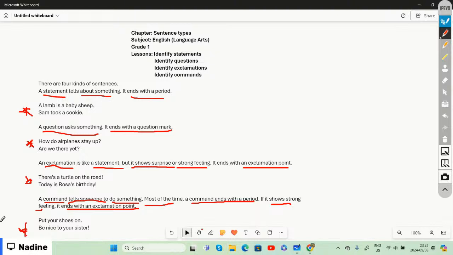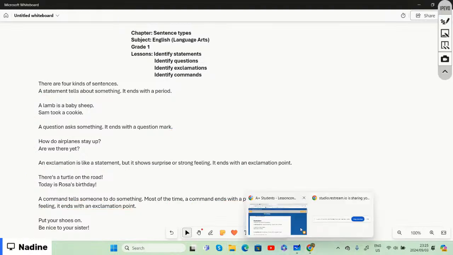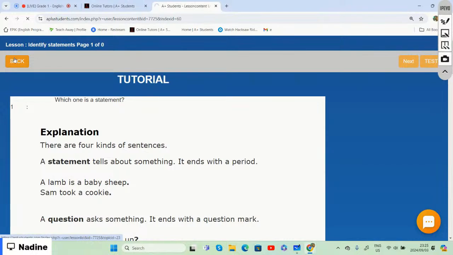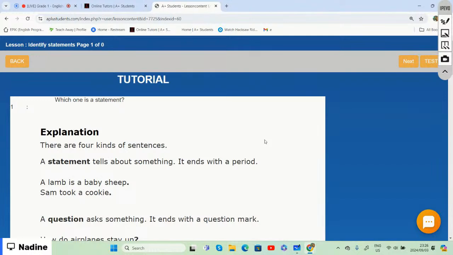All right, so now we're going to aplusstudents.ca where we are going to continue with sentence types, and then we're going to our test after we're done an activity. We see that we're going to identify statements first.